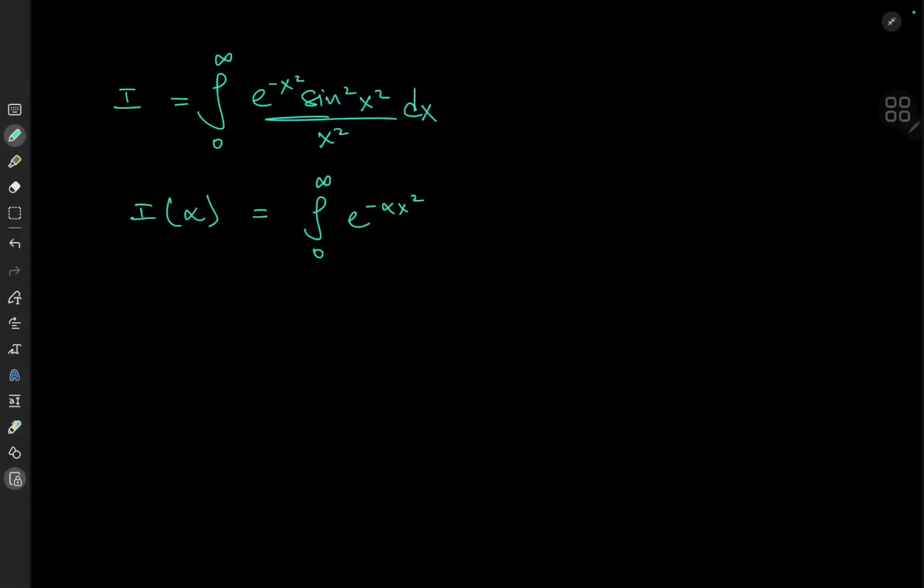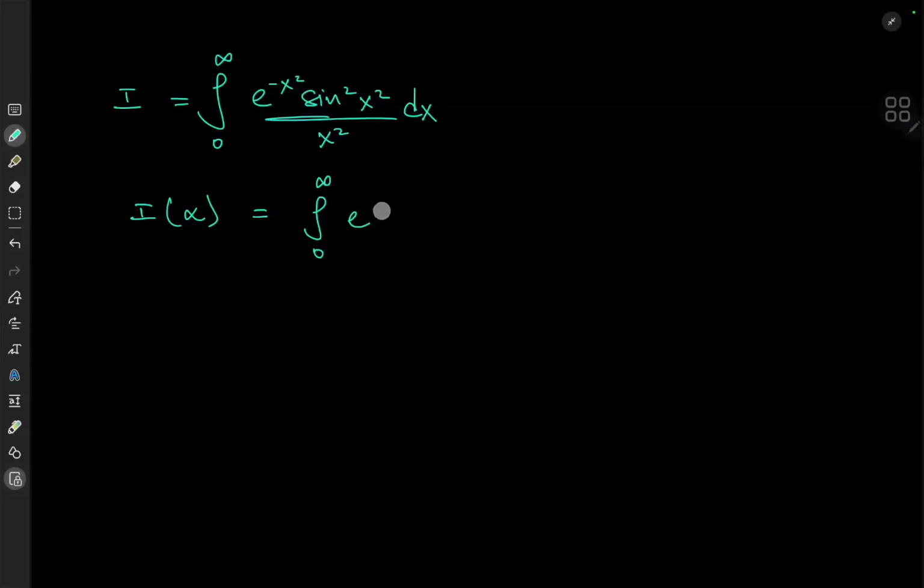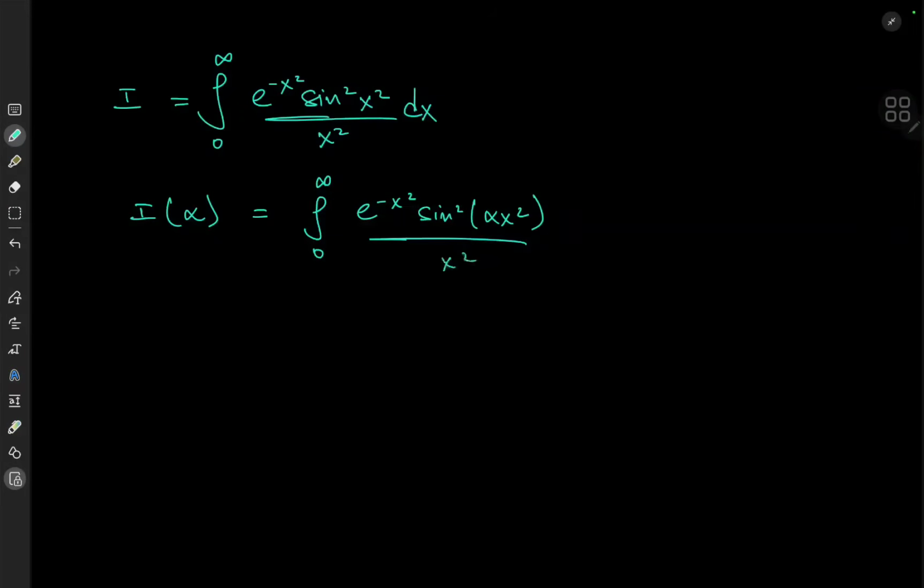But in my opinion, for this integral that is, the solution is a lot nicer if I place the parameter there in the argument of the sine function. Again, math is a lot easier than talking. I've always said this, and I will continue saying it. So we have e to the minus x squared times sine squared of alpha x squared over x squared dx.